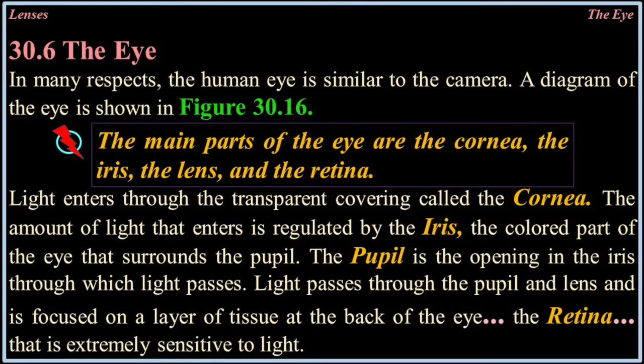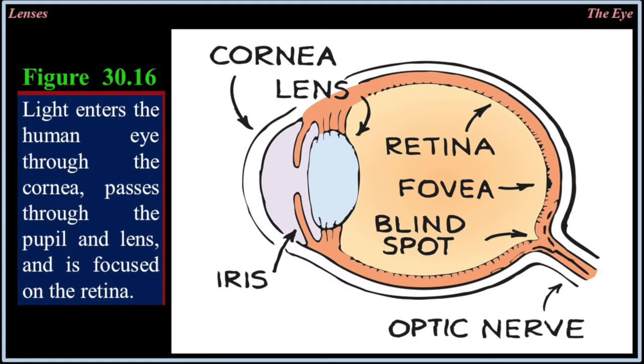30.6, The eye. In many respects, the human eye is similar to the camera. A diagram of the eye is shown in Figure 30.16. The main parts of the eye are the cornea, the iris, the lens, and the retina. Light enters through the transparent covering called the cornea. The amount of light that enters is regulated by the iris, the colored part of the eye that surrounds the pupil. The pupil is the opening in the iris through which light passes.